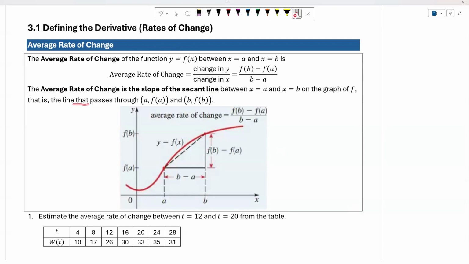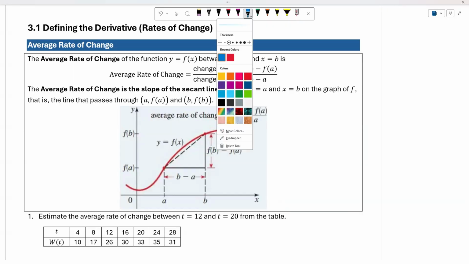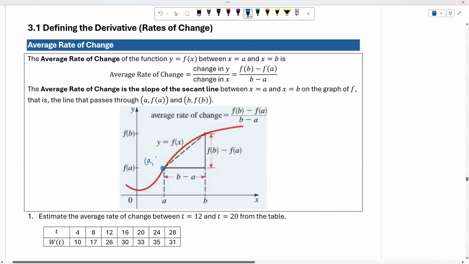That's it. The line passes through A, f of A, which is this point here, and B, f of B. Okay. Then this line right here is what we call the secant line.